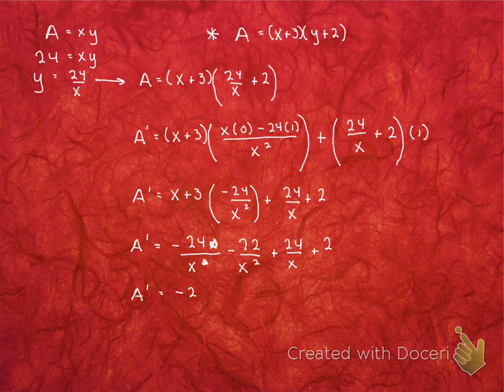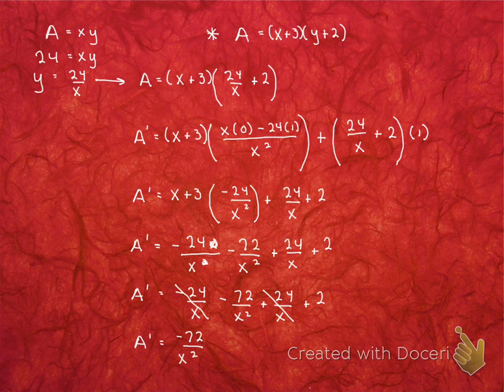So negative 24 over x minus 72 over x squared plus 24 over x plus 2. And your negative 24 over x and your positive 24 over x cancel, which gives you that A prime is equal to negative 72 over x squared plus 2.